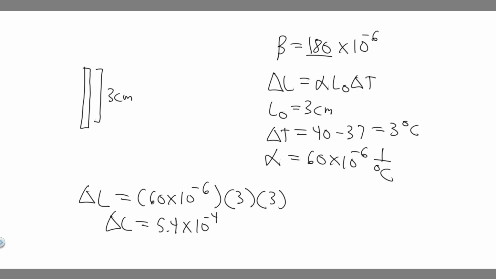And then keep in mind, this is in Celsius. This was inverse degrees Celsius. So they cancel, and then we just have centimeters here. So it's going to be in centimeters still. So change in length is basically 5.4 times 10 to the minus 4 centimeters. So basically this right here is going to be your answer. So this is your answer, and hopefully you found this useful.